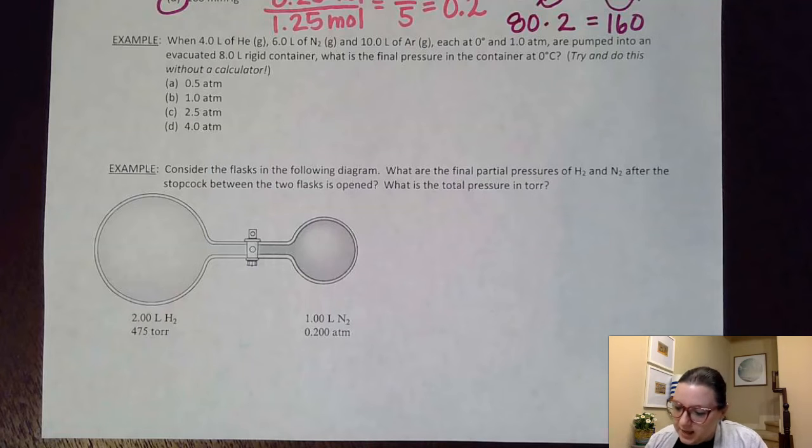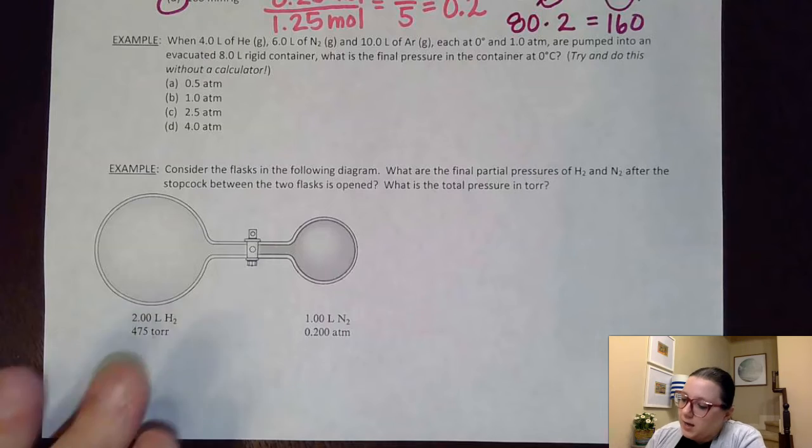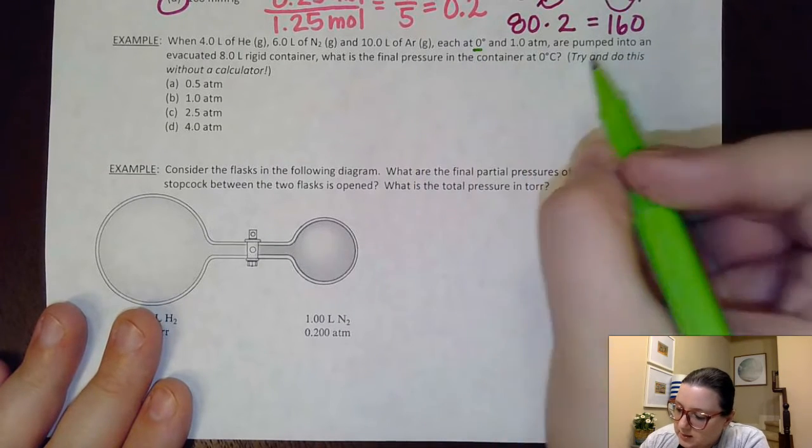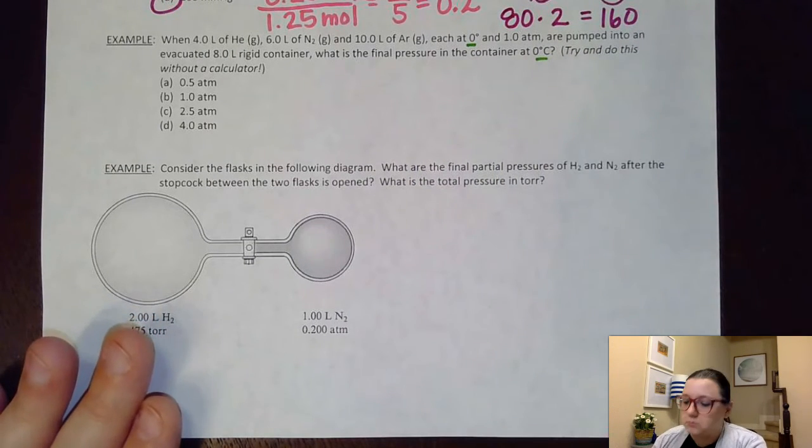This one says, hey, when I have 4 liters of helium gas, 6 liters of nitrogen gas, and 10 liters of argon, each is at 0 degrees Celsius and 1 atmosphere. They're pumped into an 8-liter rigid container. What is the final pressure of the container at 0 degrees Celsius? Now, a couple quick things here. I notice the temperature is remaining consistent, so that's good.